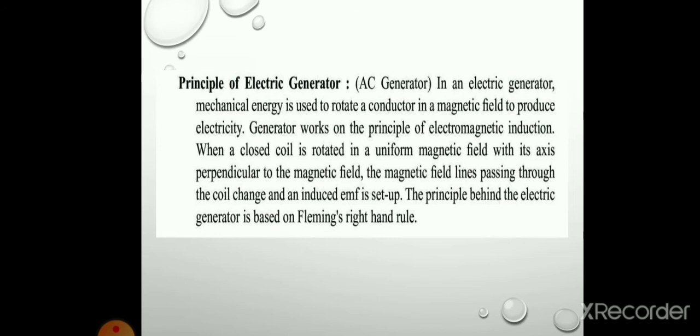Okay, so the principle behind electric generator is based on Fleming's right hand rule. The direction of the current which is induced in the electric generator is given by Fleming's right hand rule. So the main principle of electric generator is electromagnetic induction. That means when the coil is moved in the presence of a magnetic field, it induces an electric current. This phenomenon is called electromagnetic induction. Okay, so this is the principle of electric generator.